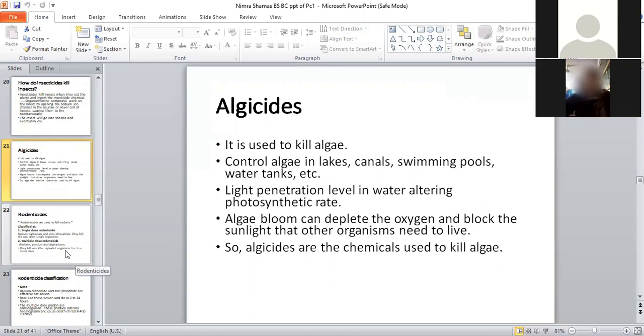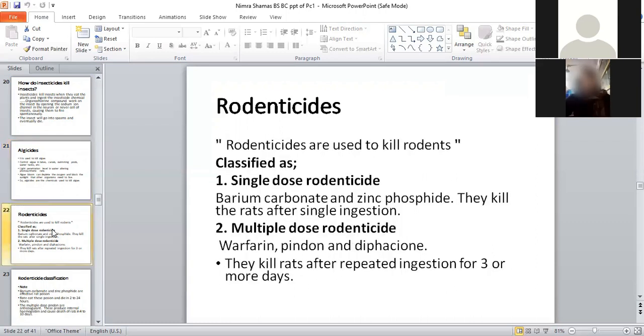This causes the light penetration level to be low. This causes a low oxygen level and photosynthetic rate. This causes the depletion of oxygen. Because of this depletion of oxygen, sunlight cannot pass in water and organisms in the aqueous environment will die. So algaecides are the chemicals used to kill algae either in crops or in waters and rivers.